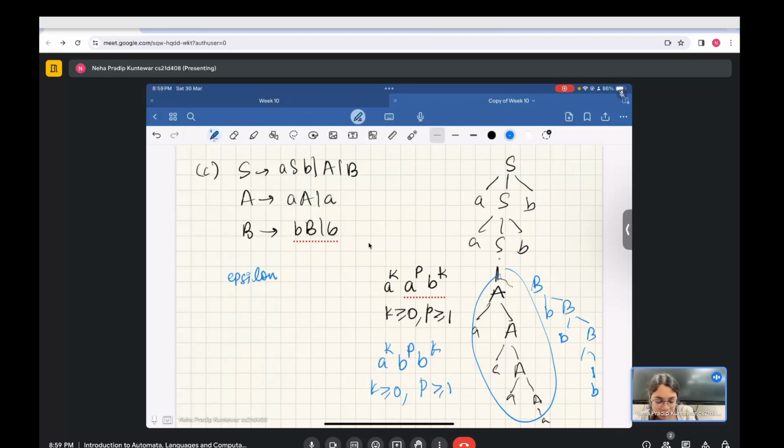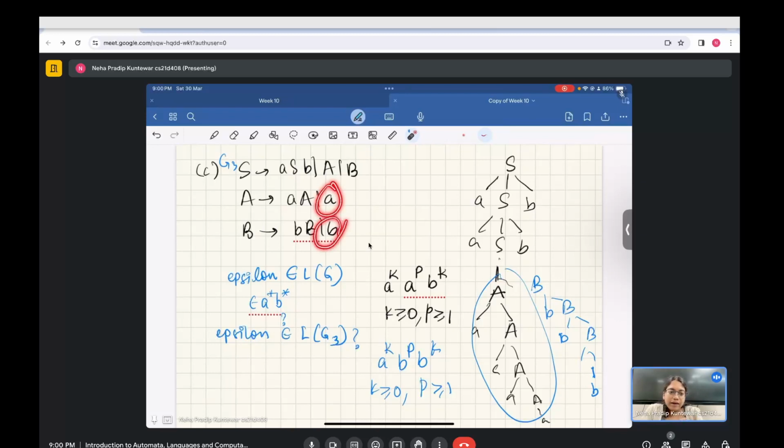Notice that the string epsilon is contained in the language L of G, because epsilon is of the form a star b star. Okay, so this is there. But what can we say about epsilon's membership in the language of G3? I'm calling this grammar G3. Note that whether you take A or B, you will have to terminate in small a, or you will have to terminate in small b. So you cannot generate the empty string at all. So this string is not in the language of G3.